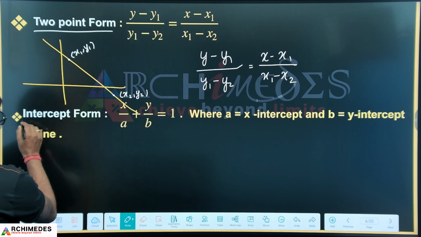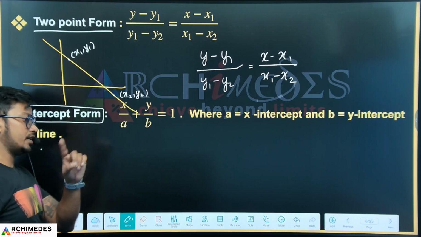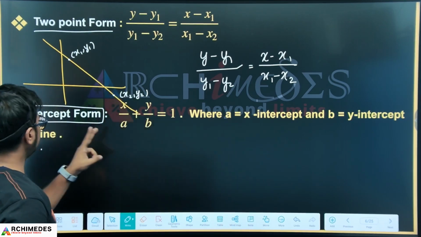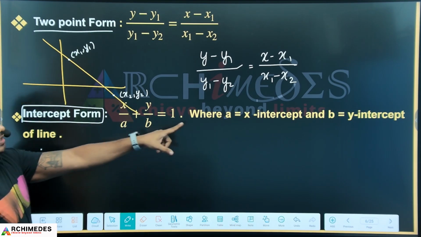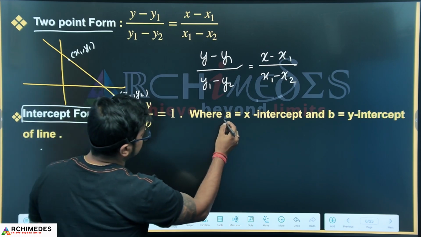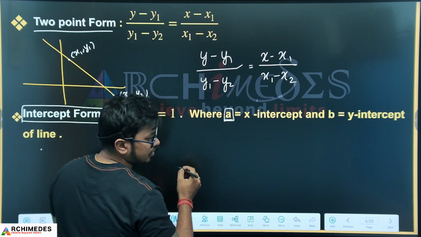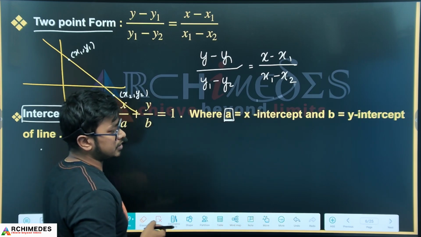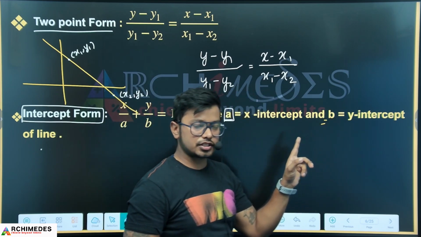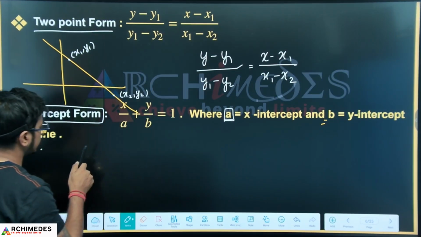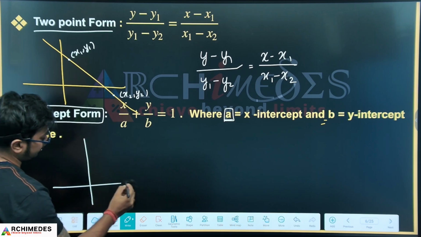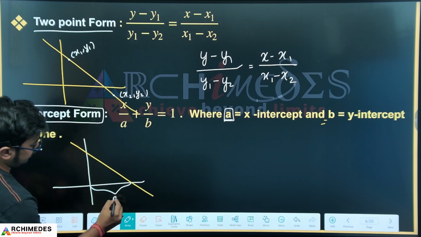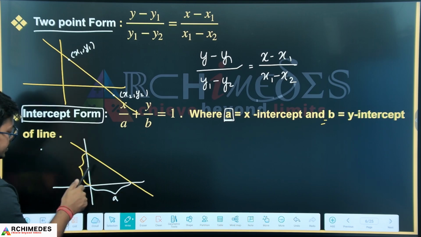Now what is the intercept form? Don't confuse it with the slope intercept form. In the slope intercept form, the slope and the y-intercept are given. But in the intercept form, both intercepts are given: the x-intercept and the y-intercept. What is the x-intercept? It is the distance from the origin to where the line cuts the x-axis, that is A. Same for B: the y-intercept is the distance from the origin to where the line cuts the y-axis. For example, suppose this. The x-intercept means this length, that is A. The y-intercept means this length, that is your B.